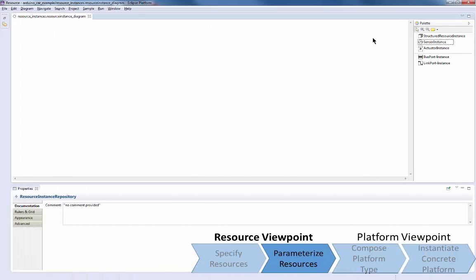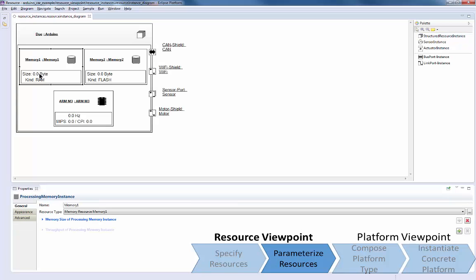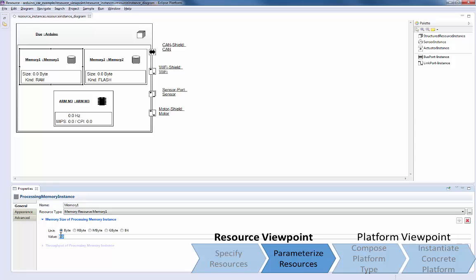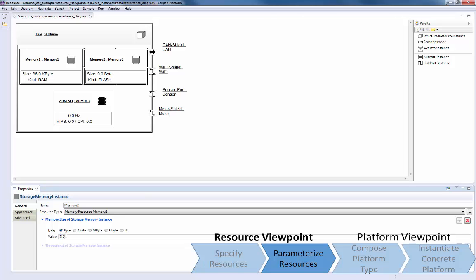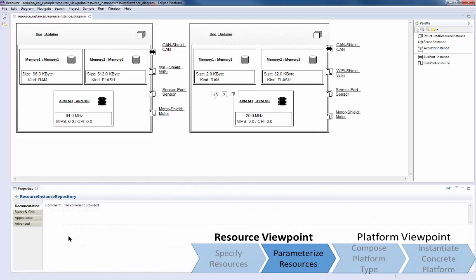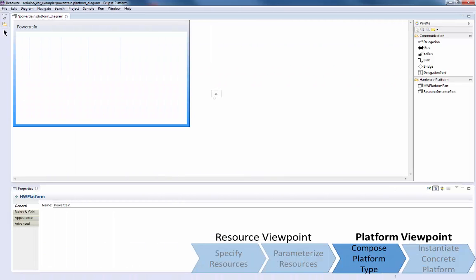After the resource types have been specified, we instantiate the Arduino Duo board. It has a RAM size of 96 kilobyte, a flash memory of size 512 and a clock rate of 84 MHz. The Uno board is instantiated similarly. The Duo board and the Uno board differ in the size of the memory and the clock rate of the processors. After the resource instances are specified, we can compose them to a hardware platform. So let's see how the hardware platform for the powertrain subsystem looks like.